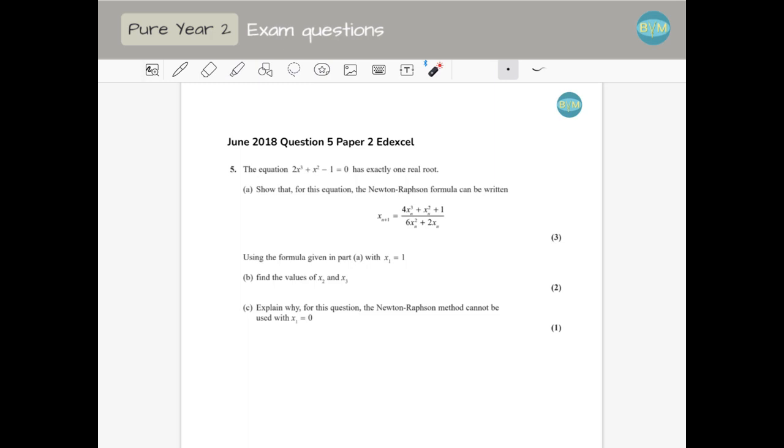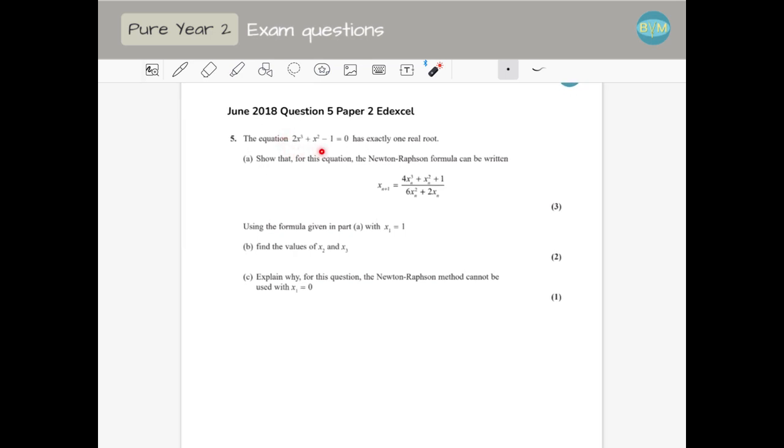Hello, this is question 500, June 2018, paper 2 from Edexcel. The equation has one real root, and we have to solve for this equation. The Newton-Raphson formula can be written this way. Remember, you have the Newton-Raphson formula in the formula booklet, and it's this one.